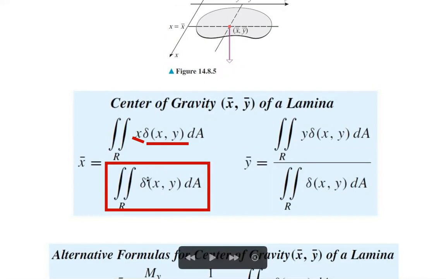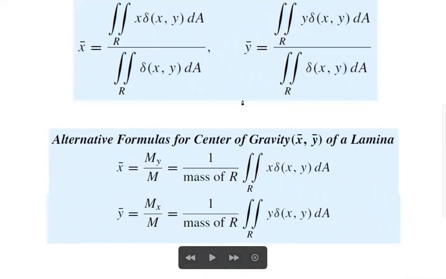The denominator is equal to M, the mass of the lamina. So the double integral over R of x times delta of xy dA divided by the mass of the lamina equals x bar. Similarly, y bar is equal to the double integral over R of y times delta of xy dA divided by the mass of the lamina. This is an alternate formula, so both the equations are the same. X bar is equal to 1 by the mass of the lamina times the double integral over R of x times delta of xy dA. Y bar is equal to 1 by the mass times the double integral over R of y times delta of xy dA.